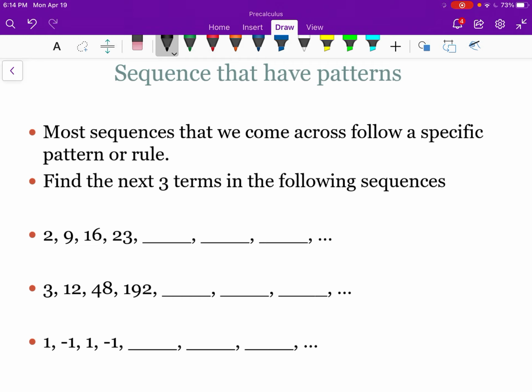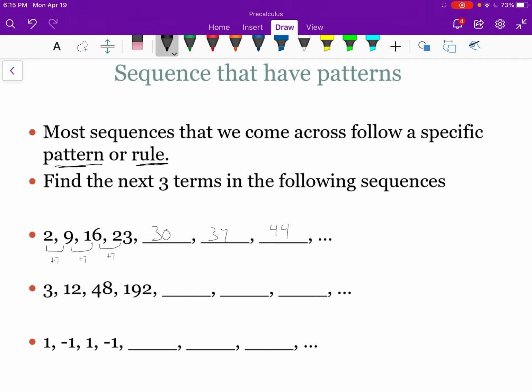So let's find the next three terms in the following sequences. What we'll want to do is determine what the pattern or the rule is, and then we can find the next few terms. So 2 to 9. Usually the first thing we do is figure out, is it adding the same thing? This is adding 7. Adding 7, adding 7. So the sequence follows the pattern that you just keep adding 7. 23 plus 7 is 30. 30 plus 7 is 37. And 37 plus 7 is 44.